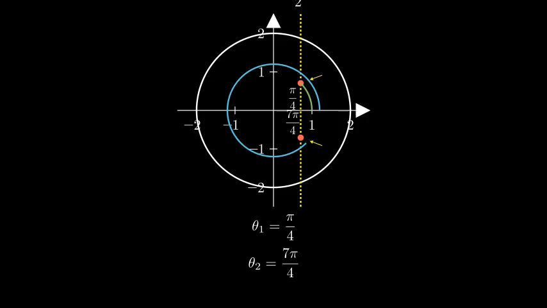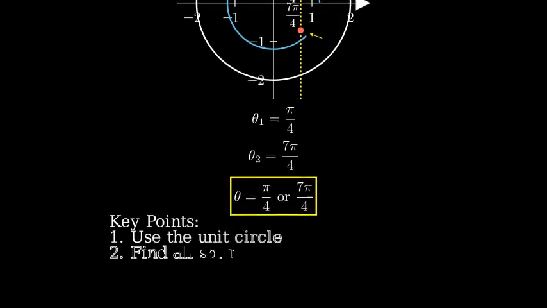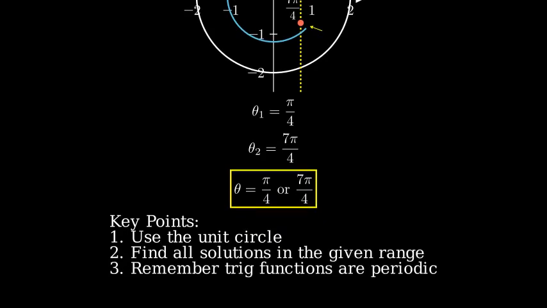Therefore, the complete solution set for cosine theta equals square root of 2 over 2, where theta is between 0 and 2 pi, is theta equals pi over 4, or 7 pi over 4 radians. Remember, when solving trigonometric equations, the unit circle is a powerful tool that helps us visualize all possible solutions.